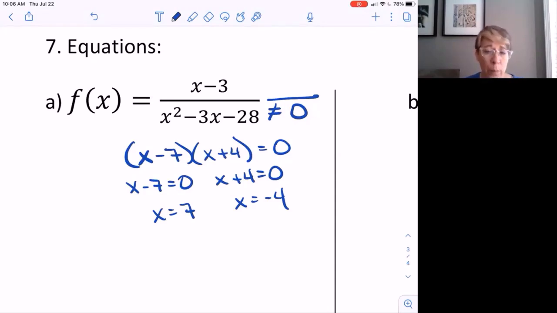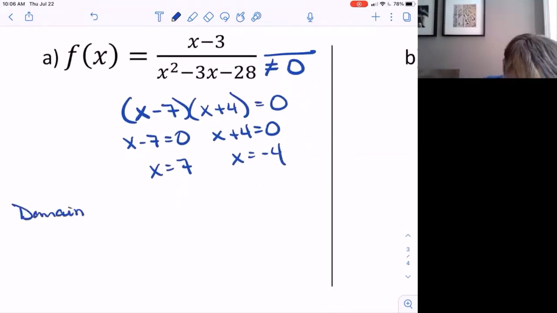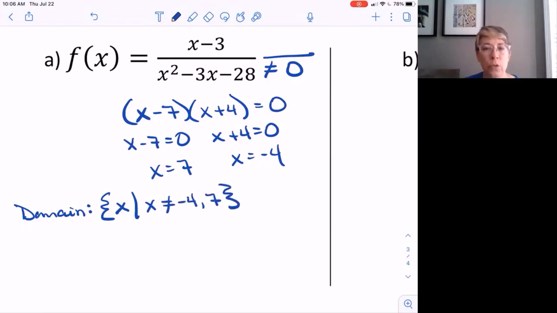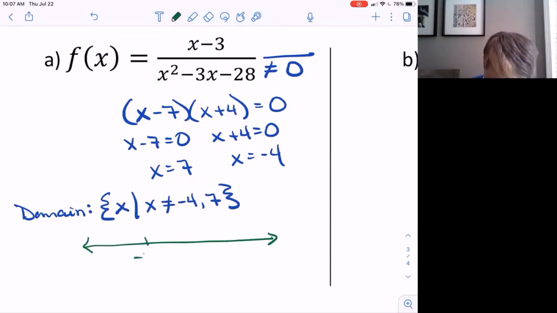Two ways that we can actually represent this domain. You may see some using what we call set builder notation or just set notation, where it says all x such that, and we can just say x does not equal negative 4 or 7. If we are doing it in interval notation, it may help you to graph it, to visualize all of the intervals. We know that negative 4 is excluded and 7 is excluded, but everybody else is included.